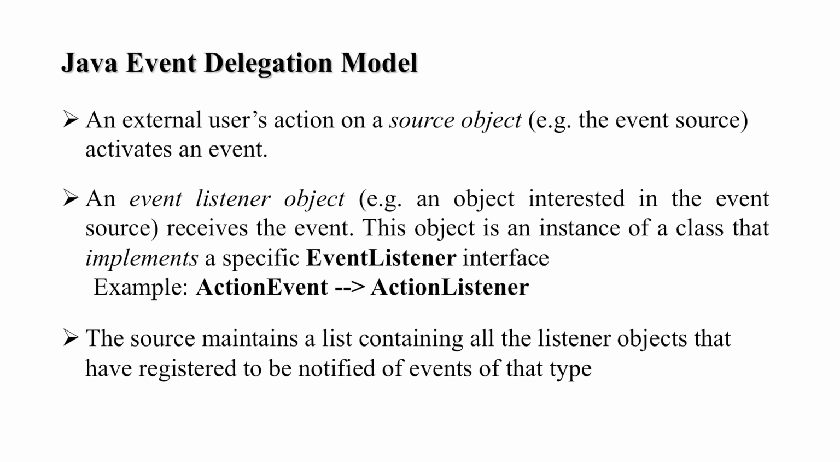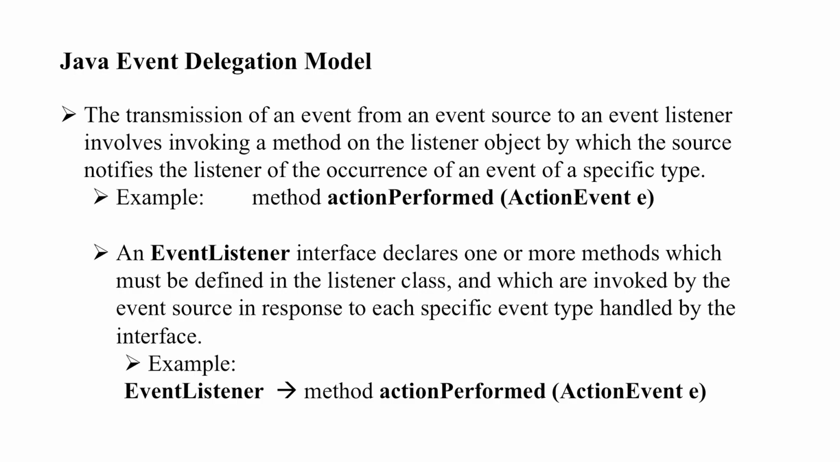Action event means when an event is occurring. The event source maintains a list containing all the listener objects which are registered with the events. Whenever an event is generated, they are notified of the event of that type. Here, the event source invokes a method on the listener objects, like the method actionPerformed(ActionEvent e), where e is the name of the event.